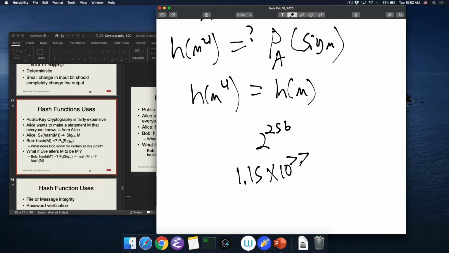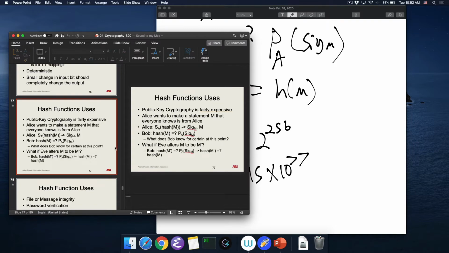Right, so now I have this huge space where even if this takes me, I don't know, a very short amount of time to test these things, it's going to be very, very difficult to ever find a message that maps to that same hash function. Cool.